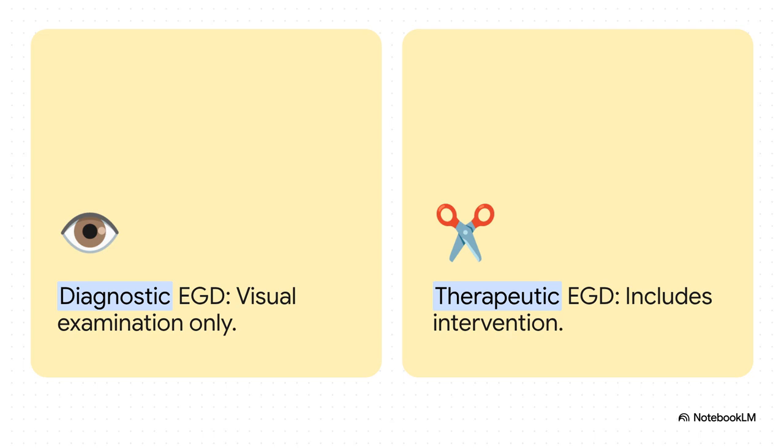A diagnostic EGD is literally always bundled into a therapeutic EGD. So if a doc goes in just to take a look, but then decides, hey, I need to do a biopsy or a snare excision or a dilation during that exact same session, you never code both. No way. You only report the surgical or therapeutic code.